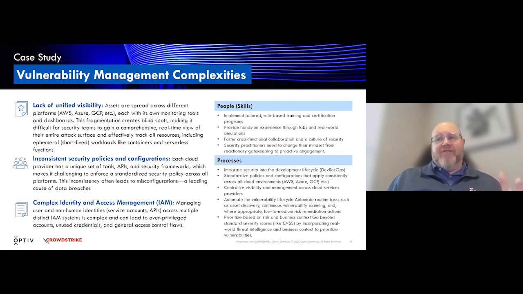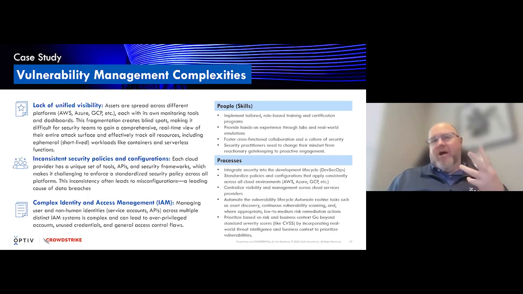Complex identity and access management: managing users and non-human identities, which are probably even a bigger issue in the cloud environment, such as service accounts, API access, across multiple distinct IAM systems is a complex process and can lead to overprivileged accounts, unused credentials, and general access control flaws. It is highly complex.